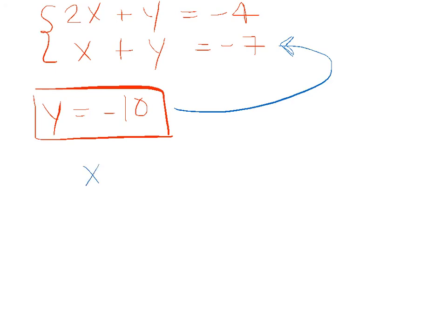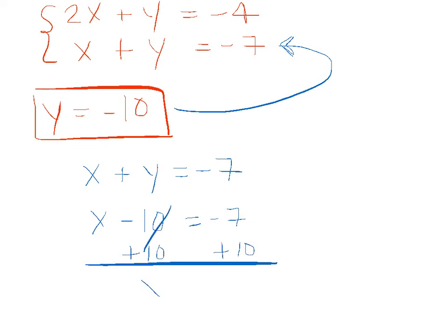So you'll have x plus y equals negative 7. We're going to replace the y with negative 10, equals negative 7. Add 10 to both sides, and x then equals negative 7 plus 10, which is 3. So now your solution to your system is 3, negative 10.